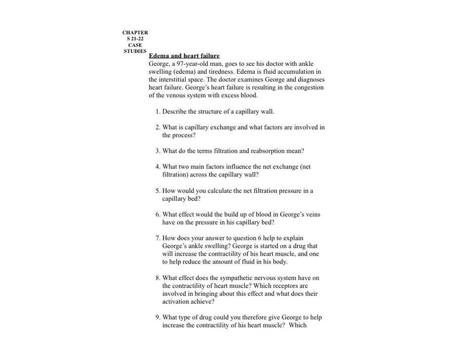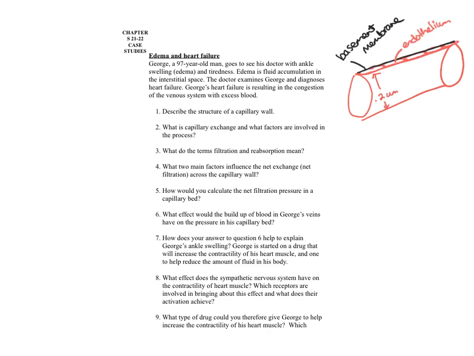So describe the structure of a capillary wall. So the capillary wall is approximately 0.2 micrometers, which is 0.02 millimeters thick, and it has two layers. It has a basement membrane and an endothelium.